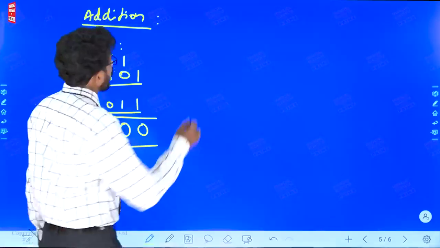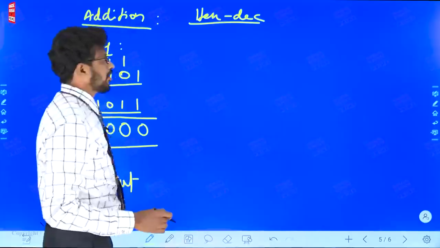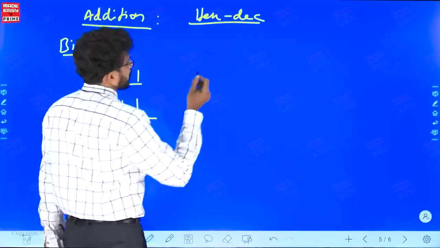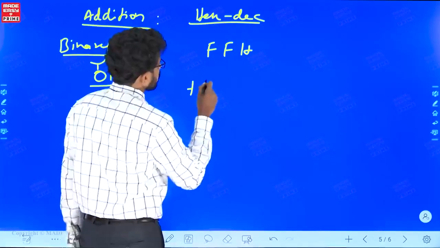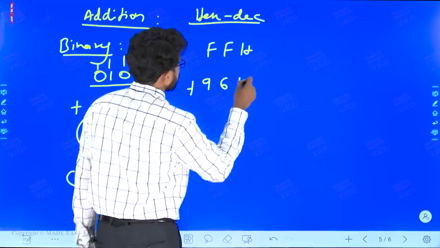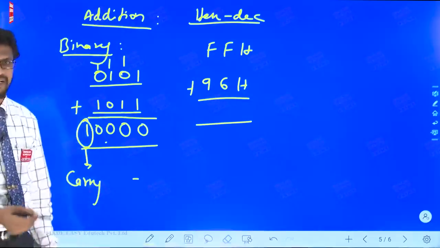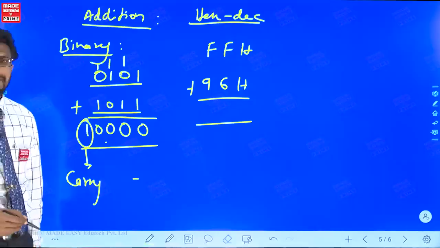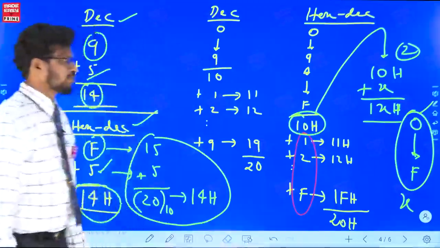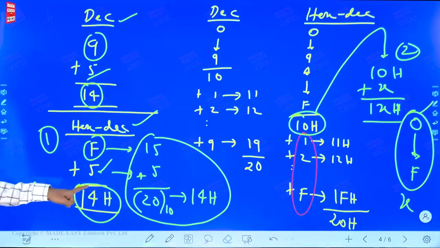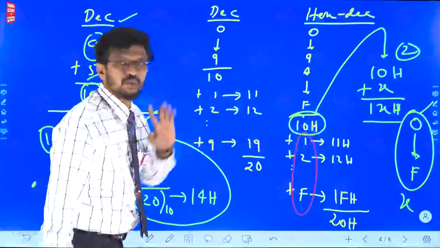Okay. Now I want to perform hexadecimal addition directly. Now observe carefully. Say FFH plus 96H. H indicates these values are hexadecimal numbers. Now tell me, what is the answer? Use the two techniques which were given on the previous page. What are the two techniques? F plus any quantity is whatever added minus 1, with 1 carry. And 10H plus x is 1x.